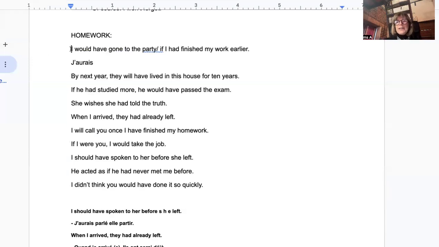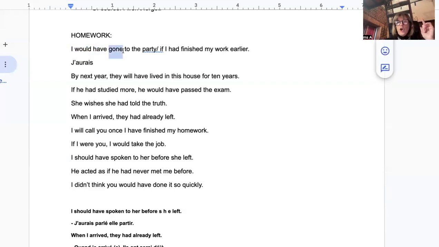Now, what is so difficult about future and conditional in French? That it is only one word compared to English, where it is two words. So we have will plus the infinitive or would plus the infinitive. So that's really hard. Somebody told me it's like a psychological barrier. So, okay, j'aurais is already I would have.